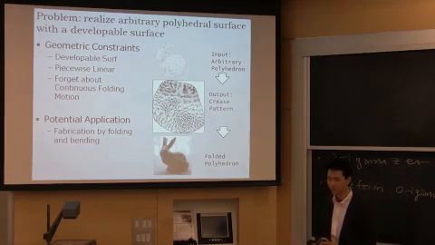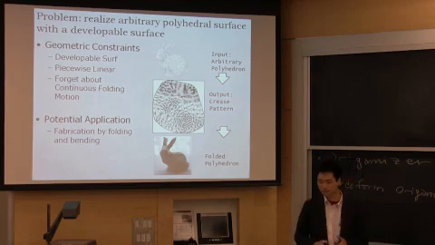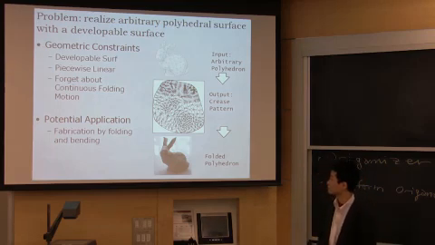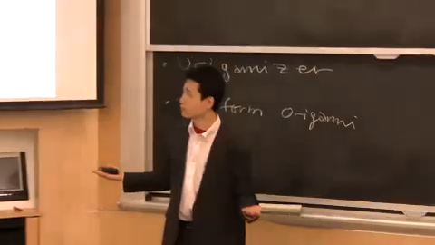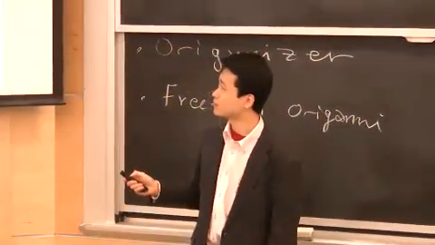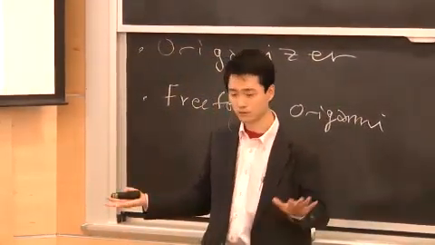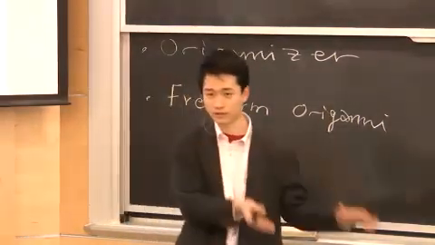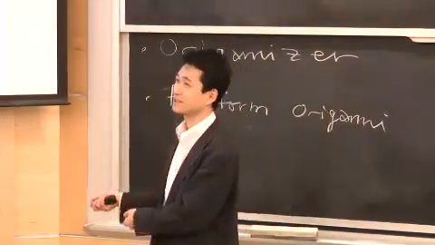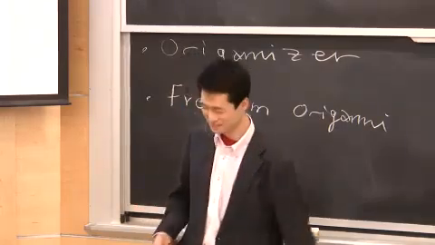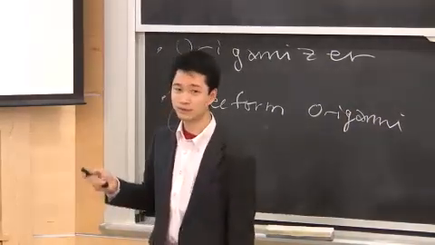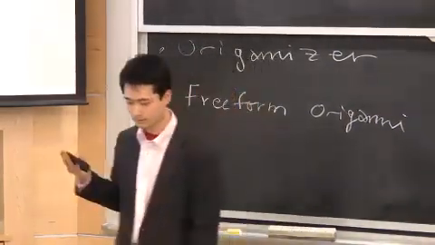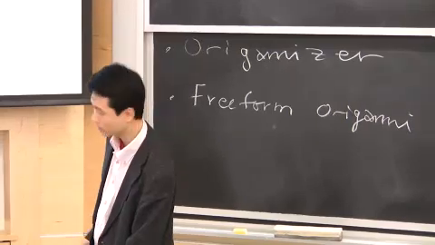So the problem is to realize an arbitrarily given polyhedral surface with a developable surface by folding. And the geometric constraint is, of course, developability, so that it can be folded from a sheet of paper. In this case, we forget about continuous motion from a sheet of paper to the resulting state. We believe that it exists, and physically it exists. So it works. And it can be applied in an engineering sense for fabrication by folding and bending.